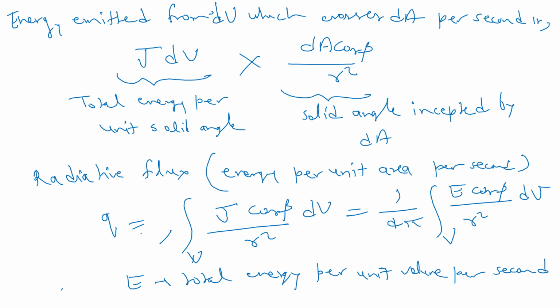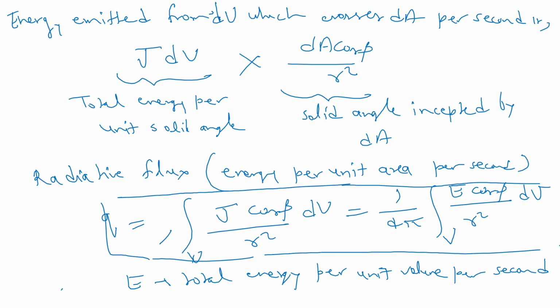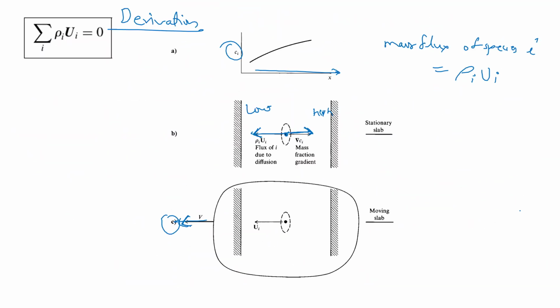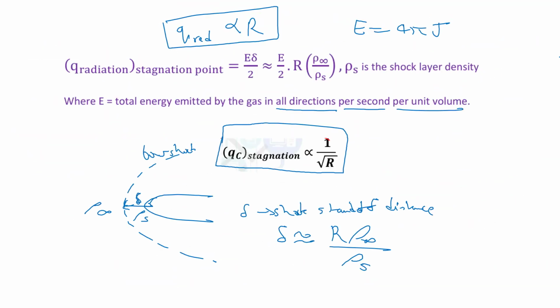So we will use this formula to find the radiative heat flux at the stagnation point. Before also, one mistake I made. This Q rad is the radiative flux.